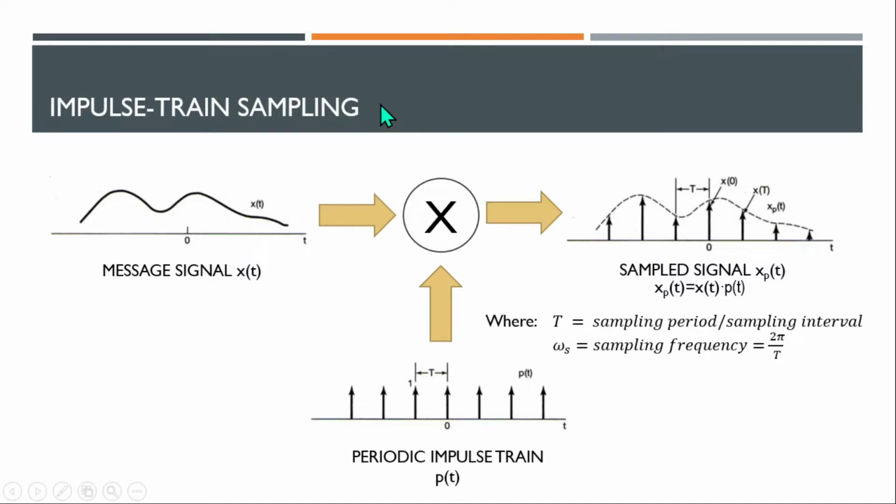Sampling of continuous time signals can be carried out by impulse train sampling. A message signal x of t is fed into a sampler or a multiplier. The instantaneous values of x of t are taken at equally spaced time periods, defined by T. T is the sampling period or the sampling interval. This is done by also feeding a periodic impulse train into the sampler.